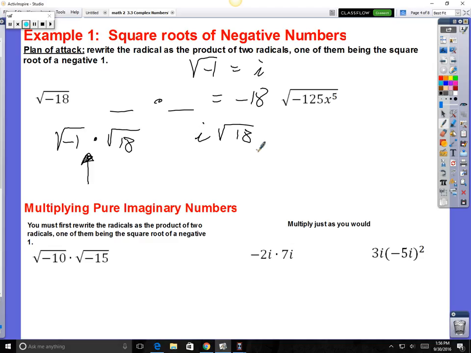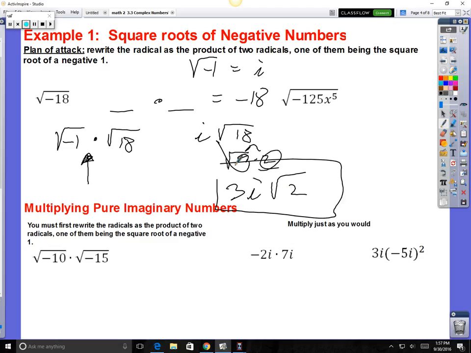18 has a square in it. 18 is 9 times 2. That is my square, 9. The square root of 9 is 3, so 3i times the square root of 2. That's it. Every time there is a negative, you are no longer on the real number line. You are on an imaginary number line. So you've got to put i.